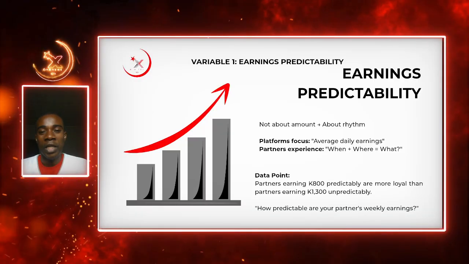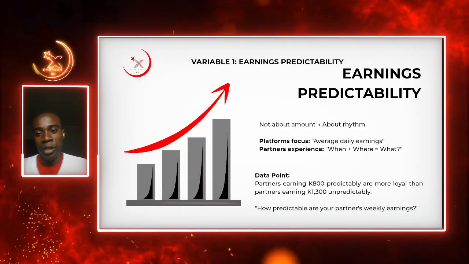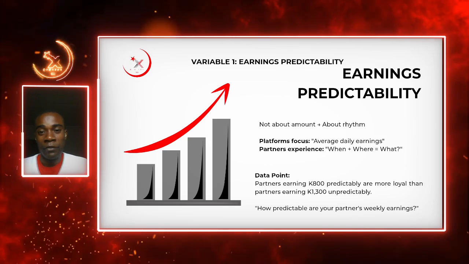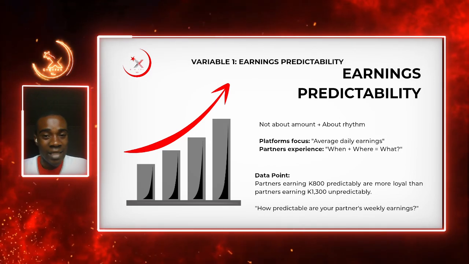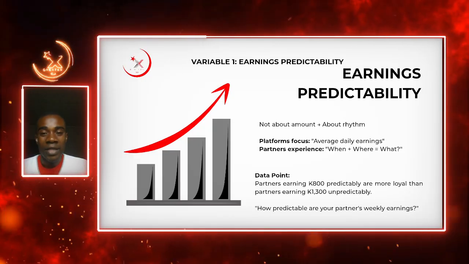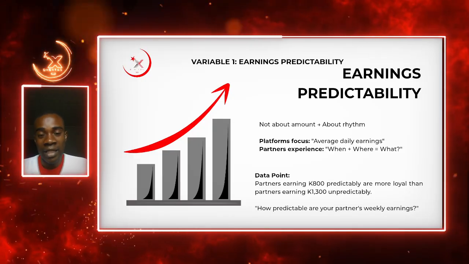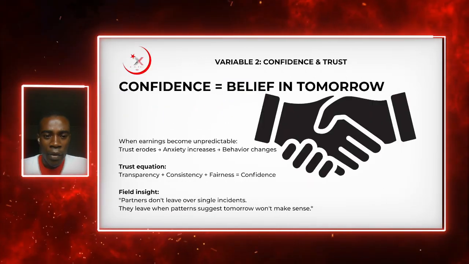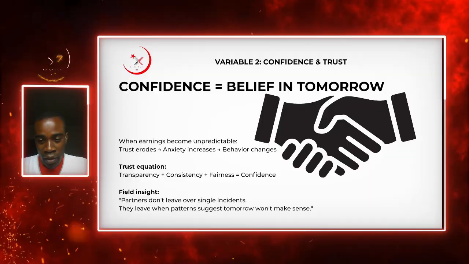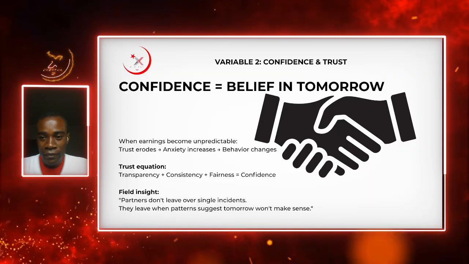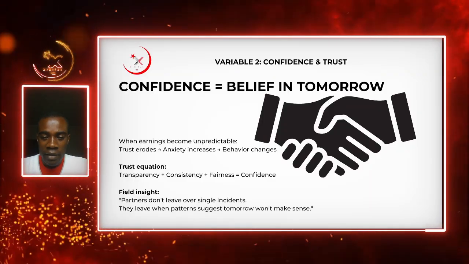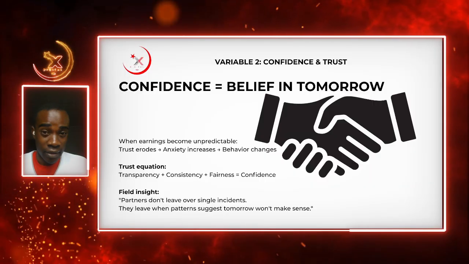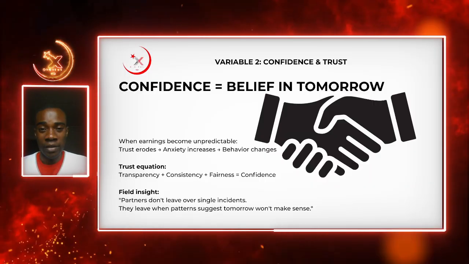So a partner who earns 800 kwacha predictably is more loyal and will outperform a partner who earns 1300 kwacha unpredictably, because certainty reduces anxiety and reduced anxiety creates commitment. But when that predictability breaks, the first casualty is not their wallet, it's their confidence.